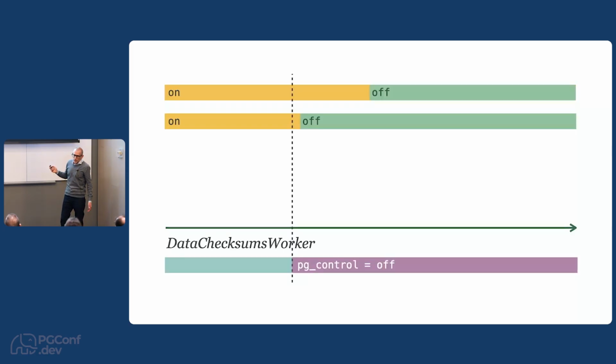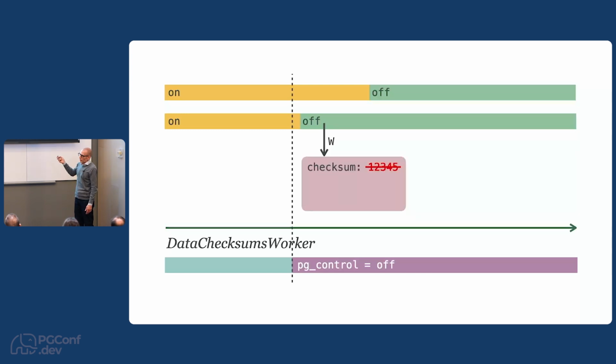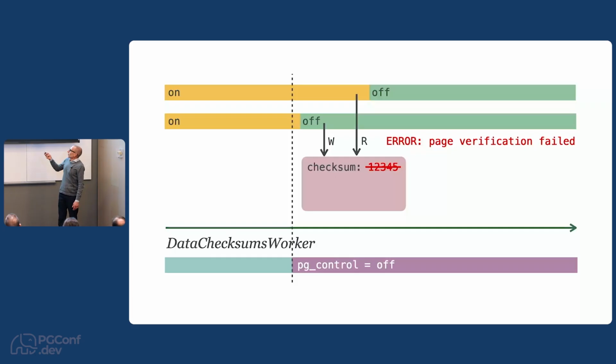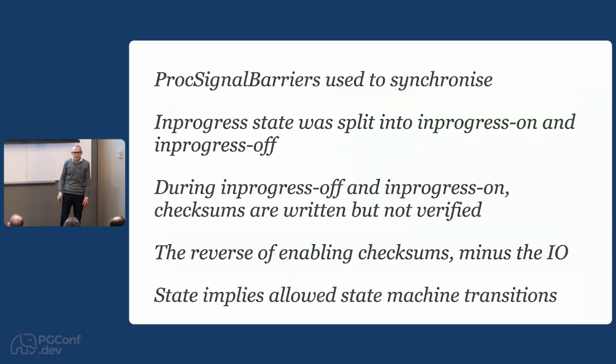We flipped the value, and they at some point are going to read the PG control, which is really fast, but not fast enough for someone to write a page. And at that point, they're not going to update the checksum because this one already knows that we're off. And then this process will read it, figure out that it's wrong, and get a page verification failure. And I mean, we're talking wall clock time. This is tiny, but it's actually pretty easy to hit.